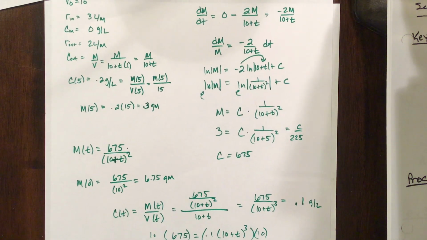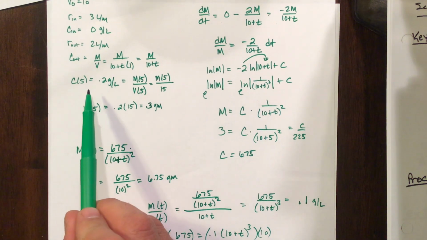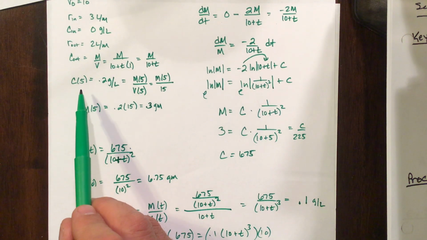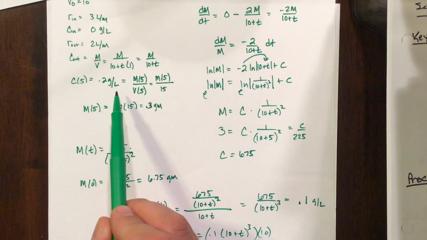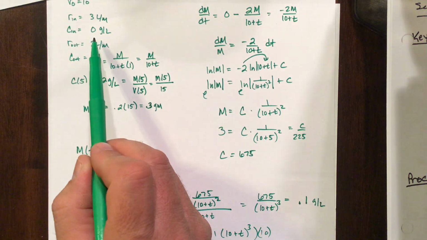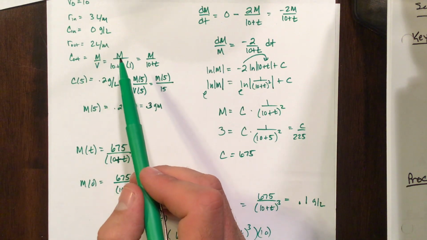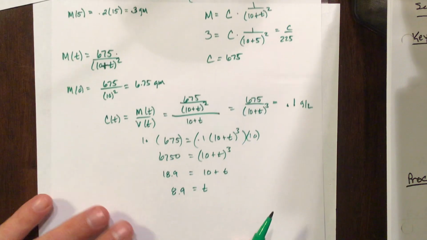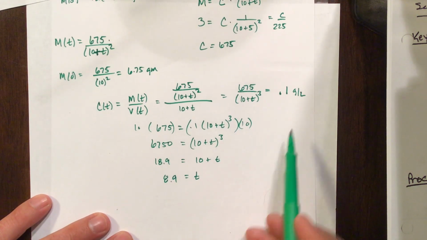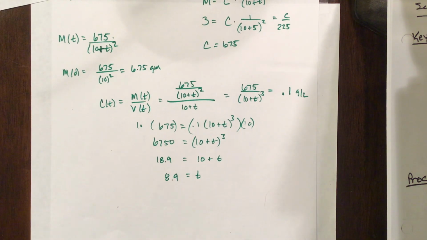Does that make sense? Well, if you look at this initial condition that the problem gave us, after 5 minutes, the concentration was 0.2 grams per liter. We're pumping in pure water, so it's going to take longer than 5 minutes for the concentration to be 0.1 grams per liter. And how much longer? 3.9 minutes. Yeah, that does make sense.